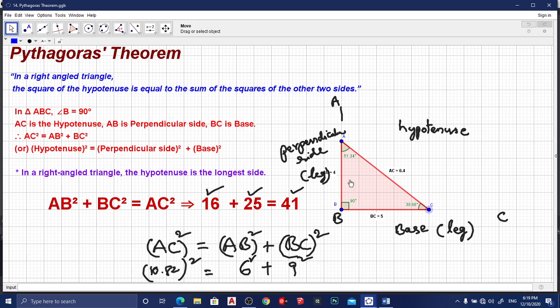These two will always be less than the length of the hypotenuse. If you observe here, this is 4, this is 5, these two are less than the 6.4, in any right angle triangle. So this is the Pythagoras theorem.